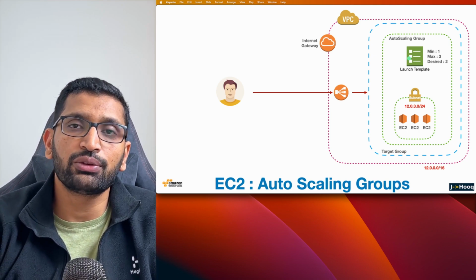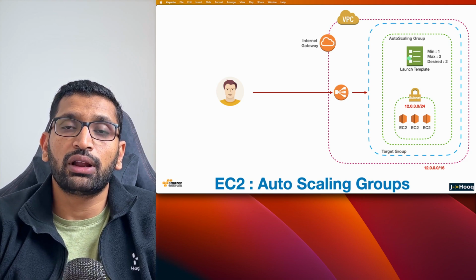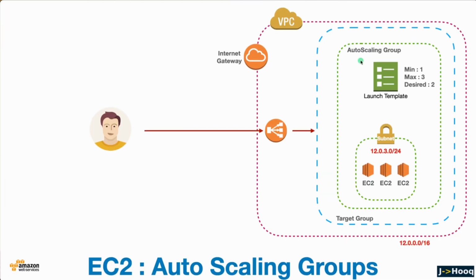So these are a few details which you can specify in the launch template, and then this auto scaling group is going to use the launch template to create the EC2 instances. But the min, max, and desired numbers are not part of a launch template, but are part of the auto scaling group. So what happens is the auto scaling group reads the launch template. It knows what kind of EC2 instance it needs to create and how many EC2 instances it needs to create.